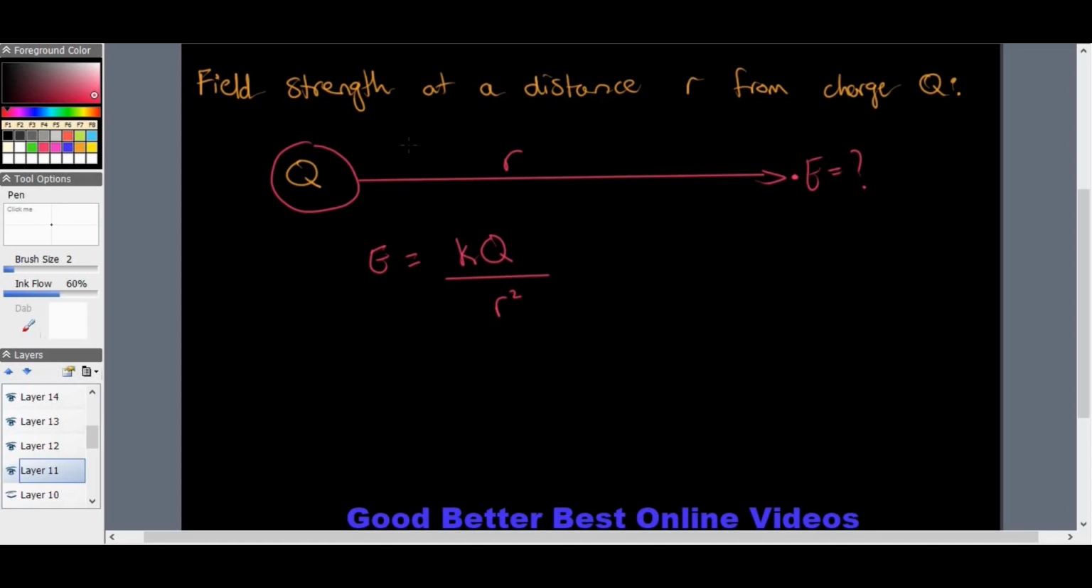So the formula applies to radial fields and not uniform fields. Okay, and these formulas do apply to those radial fields, which I will demonstrate a little bit next week. All right, what they are.